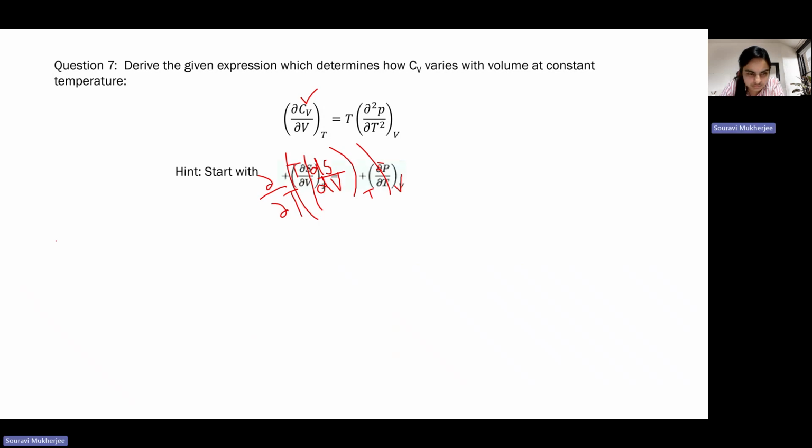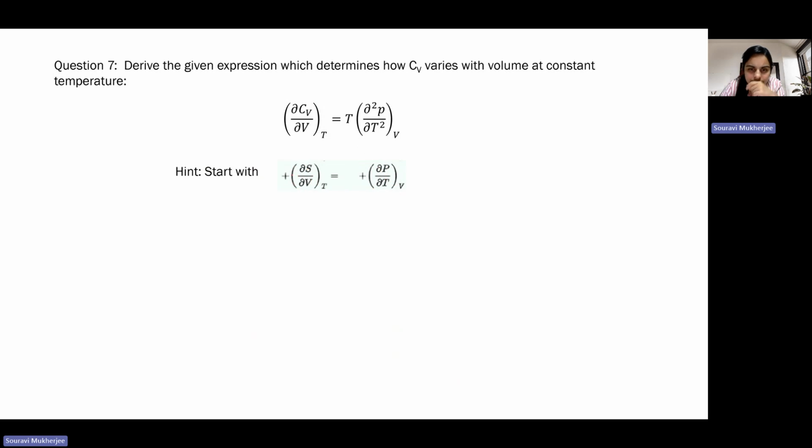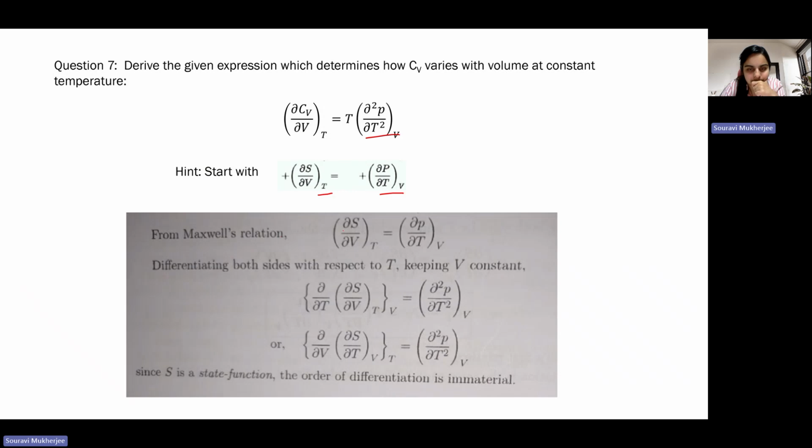Now because this is an exact differential, you can interchange the order of differentiation, right? So you have to start with this form. Also here, because you have del square P del T square, that is already telling you that the form on the right hand side should be del P del T at constant volume. And here you have to start with something like del S del V at constant temperature. So now if you take a derivative with respect to temperature here, how will it look?